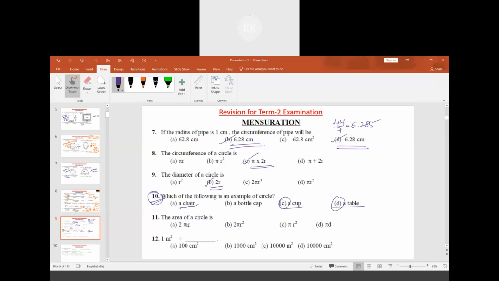The area of a circle is pi r square, option C. 1 meter square is dash in terms of centimeter square. 1 meter is 100 centimeter, so 100 into 100, 10,000 centimeter square. Option D, sir. But if you observe, it is meter square, so it should not be the answer. 10,000 centimeter square.